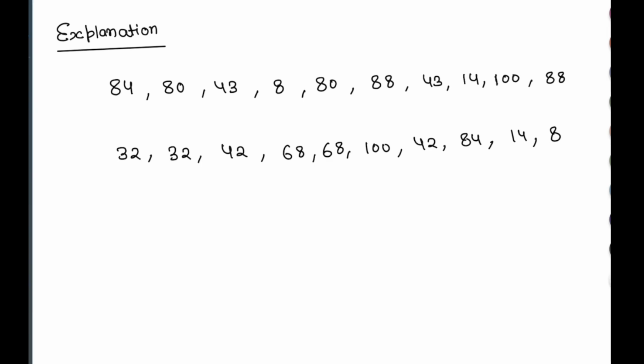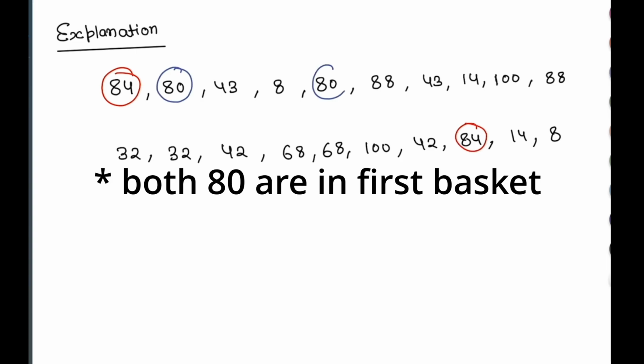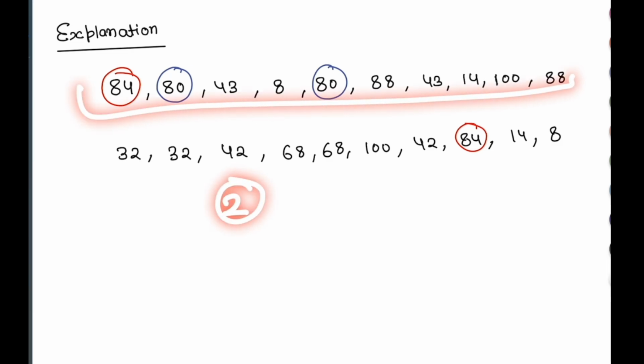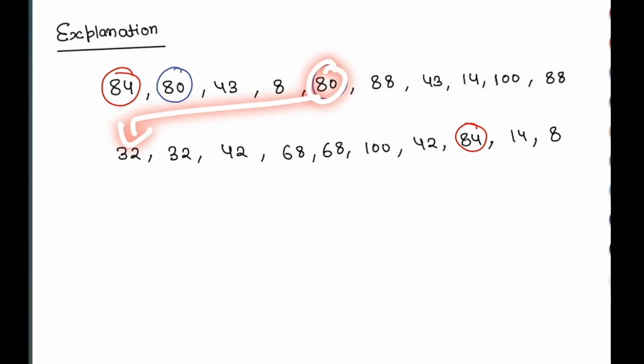So what I can say is, let me see 84, it is here, another 84 is here, so they are fine. So they are evenly distributed. Now we have an 80 in the first basket, we have the second 80 in the second basket. So we have to do the swapping for 80, right? Because we know that all the elements are 2 number of times. So if those two counts are in the same basket, I will have to swap it. I will have to put this 80 somewhere in the second basket. For this, I will have to do the swapping.